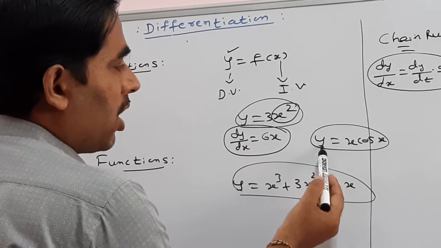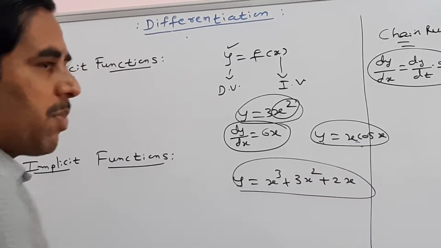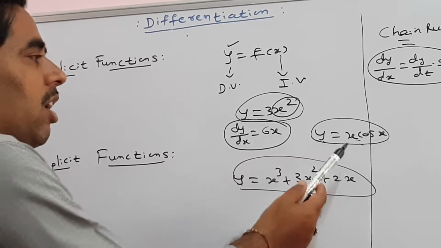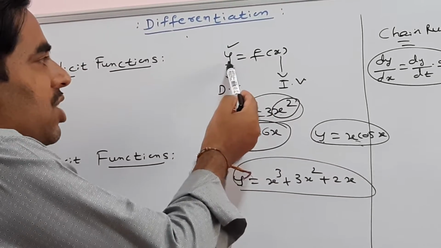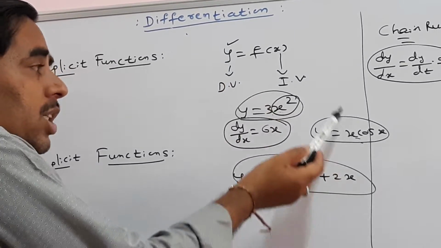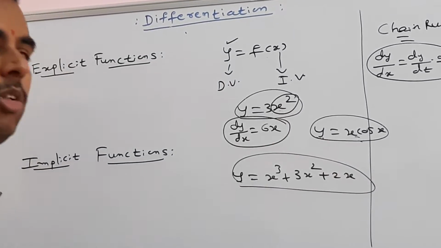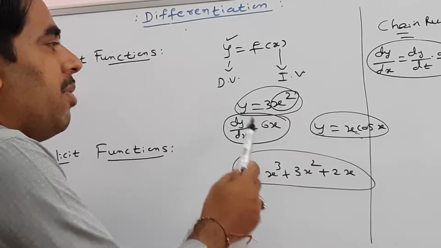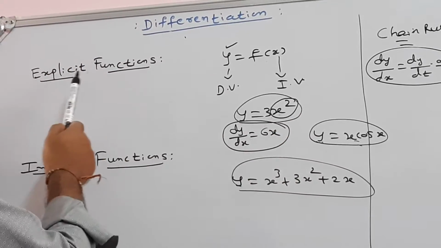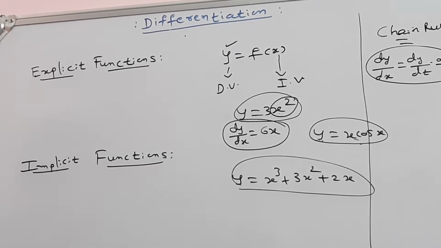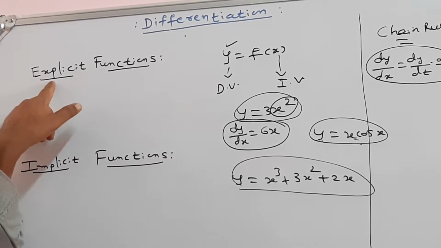Similarly, the dependent variable y is expressed clearly in the form of the independent variable. That means all these three examples have been expressed in the form of y is equal to f of x. Such functions in which we can conveniently express the dependent variable in terms of the independent variable are called explicit functions. So this is the first type here, explicit functions.